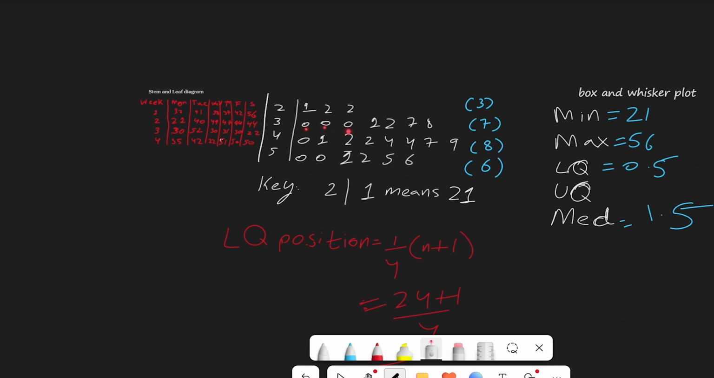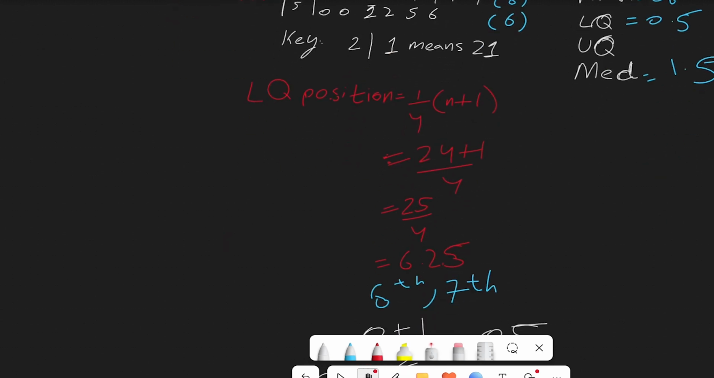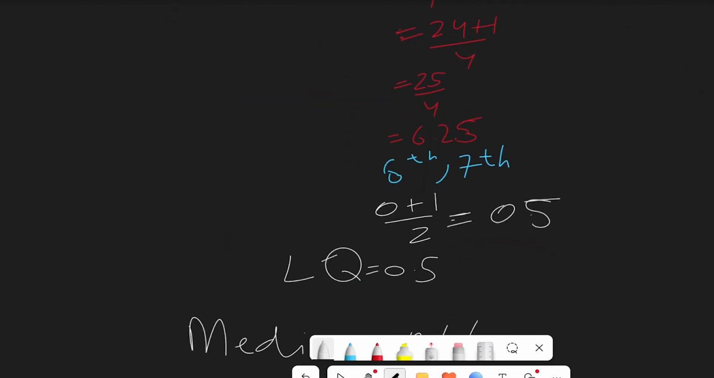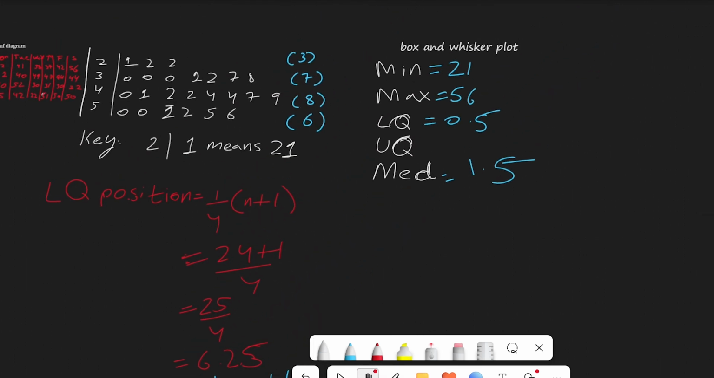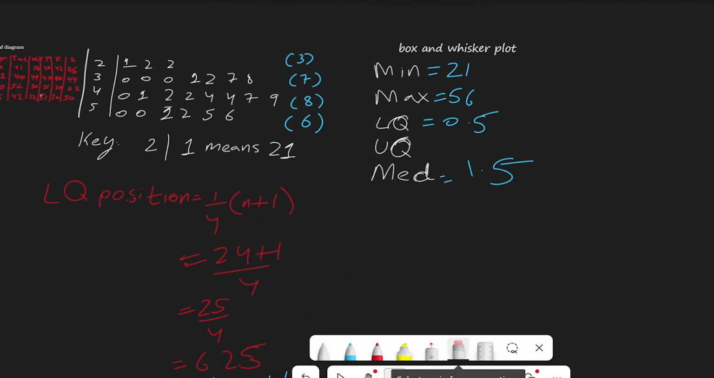There's 4, 5, 6, and 7. Yes, 0 and 1. So that is 30 and 31. Okay, we need to write a 3 on both sides. So 30 and 31 is 61 over 2, which means 30.5. Okay, so our lower quartile is 30.5.